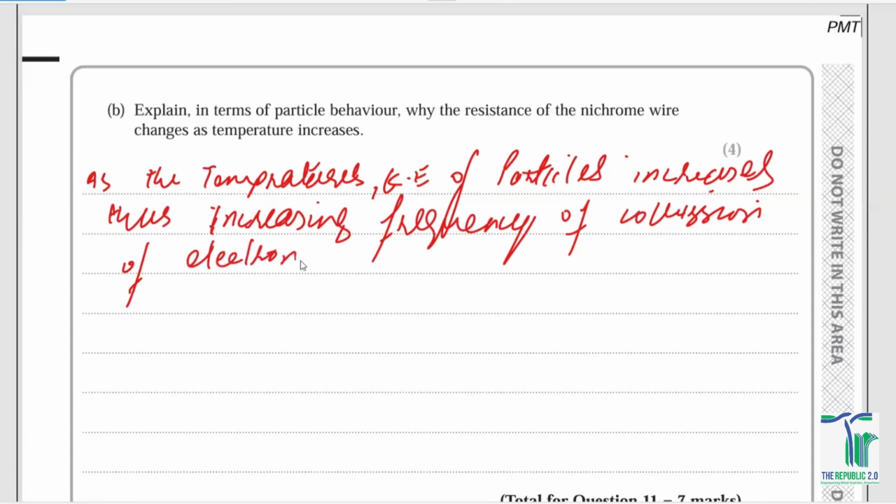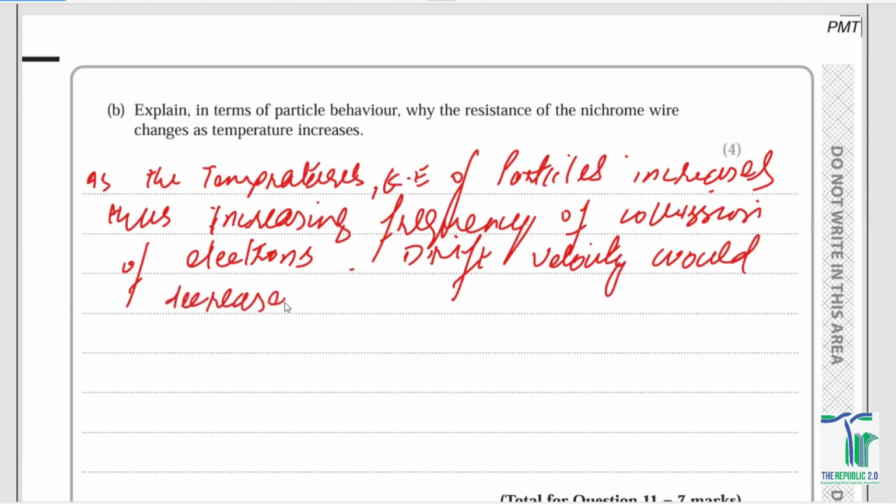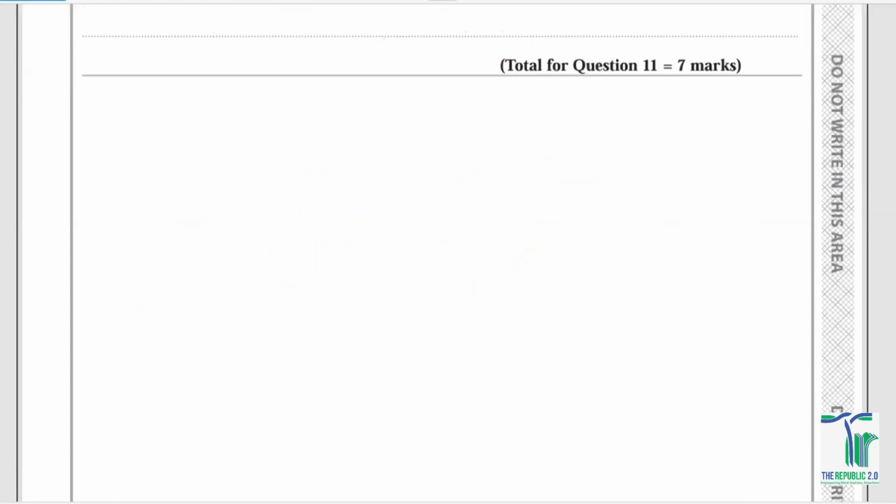And as soon as the frequency of collisions of electrons is increased, the collisions are going to oppose the actual flow of the electrons. So the drift velocity is going to decrease. Drift velocity would decrease. So the current, right? The current would decrease. And as soon as the current decreases, the resistance of the wire is going to increase. So you need to mention these 4 points while answering this 4-marker question.